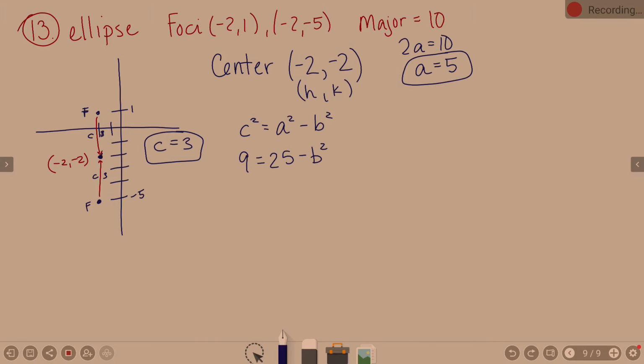So let's see. 9 equals 25 minus B squared. Subtract 25. -16 is -B squared. I'm going to say B squared is 16, and so B is 4.